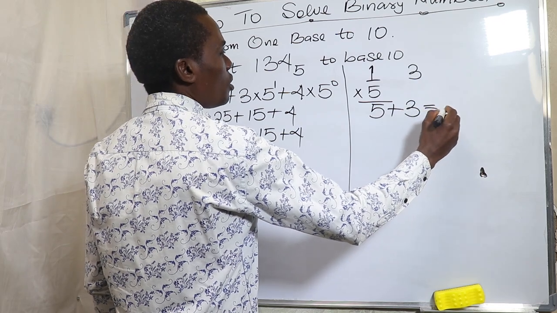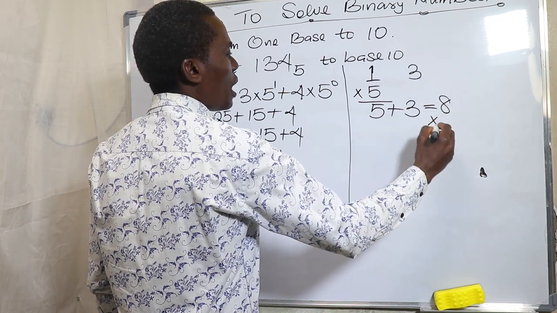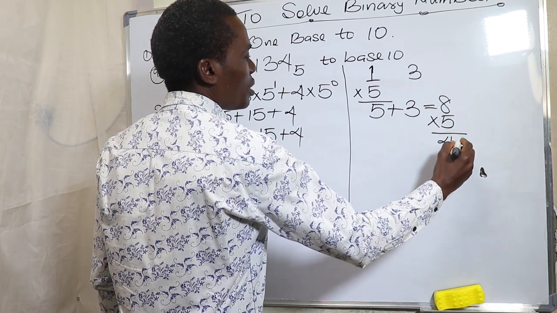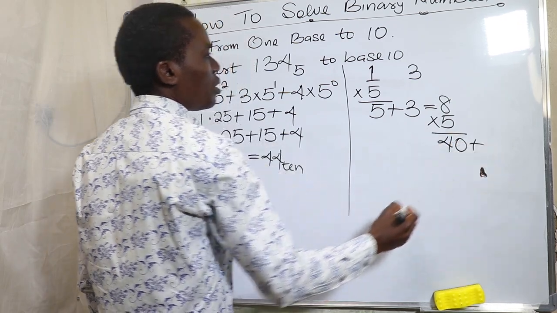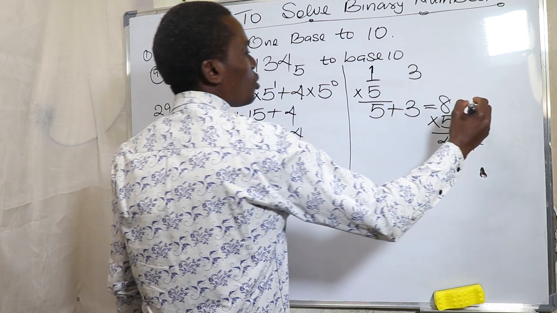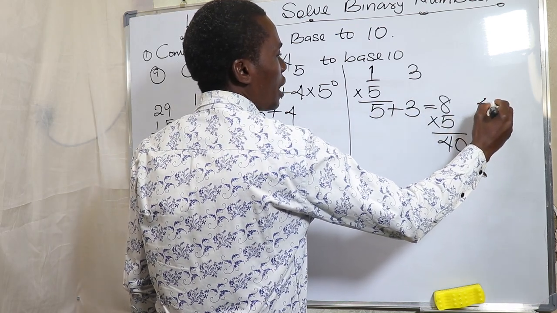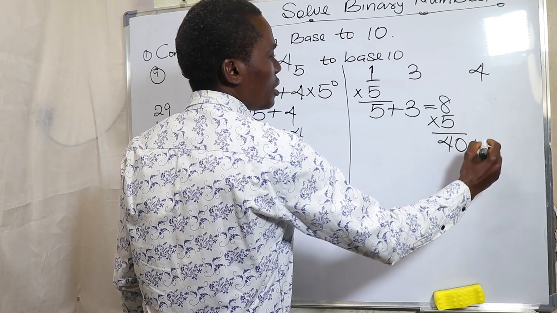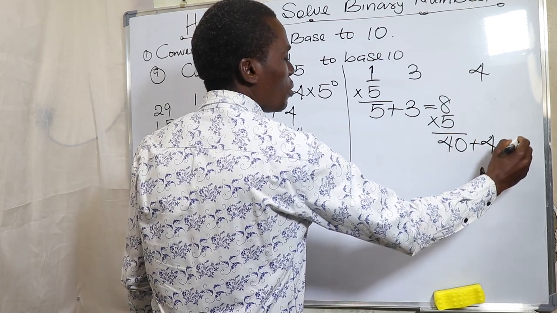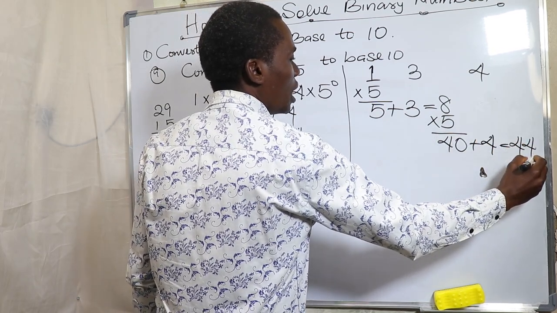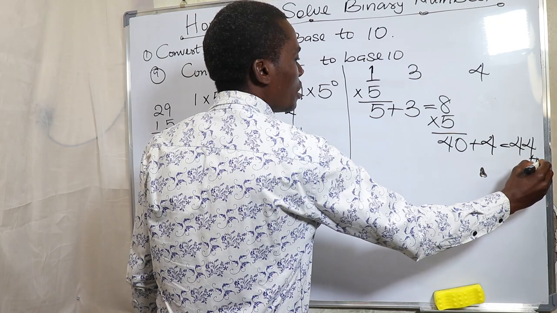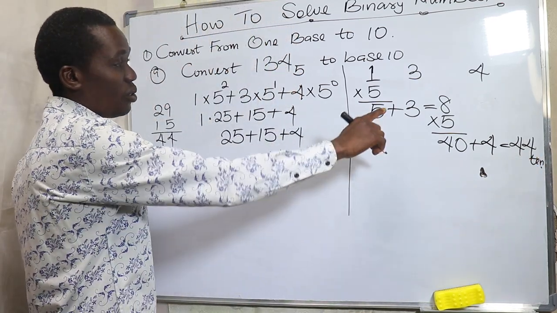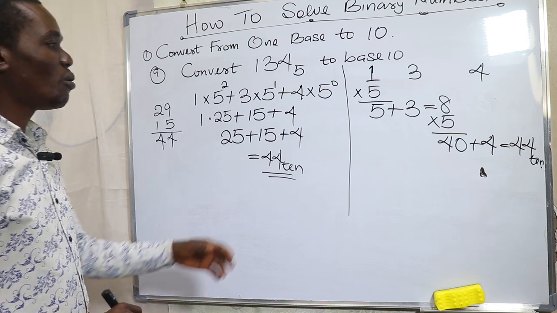5 plus 3 is going to give me 8. I'll multiply 8 by 5 and that will give me 40. Plus, the next one is 4. I'll add the 4 which is here, and that will be equal to 44 in base 10. So you see 44 in base 10, and look at how I got that one so fast and easy.